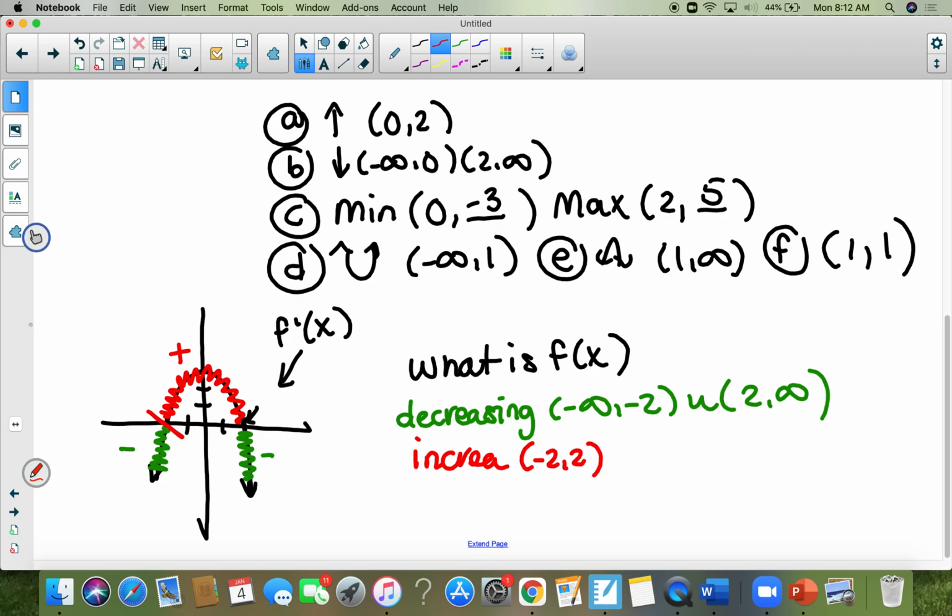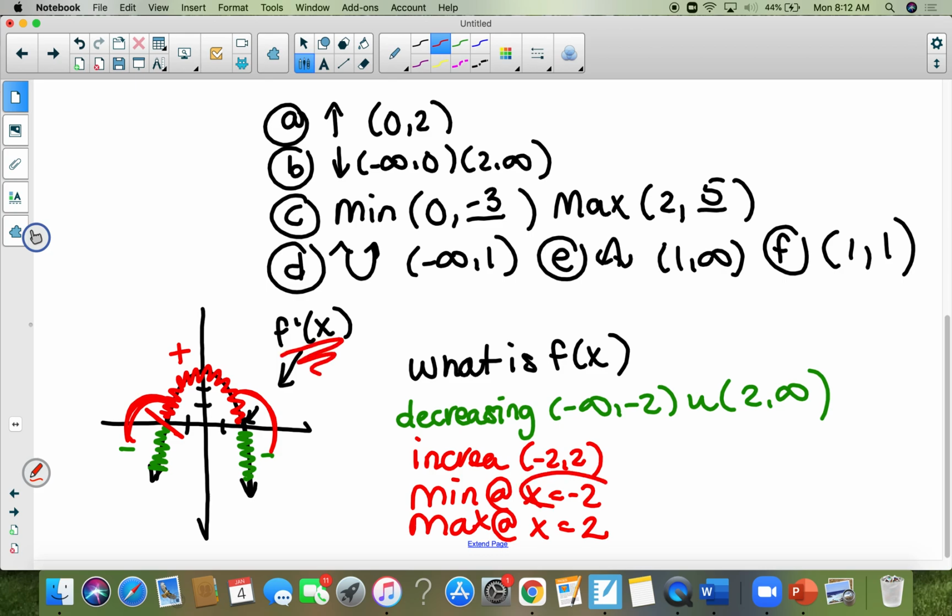Again, I went from a negative to a positive, so there has to be a min at x equals -2, and since I went from a positive to a negative, there has to be a max at x equals 2. This is the derivative graph, so I can't specifically tell you what the y value is. I can just tell you where there's a min and a max.